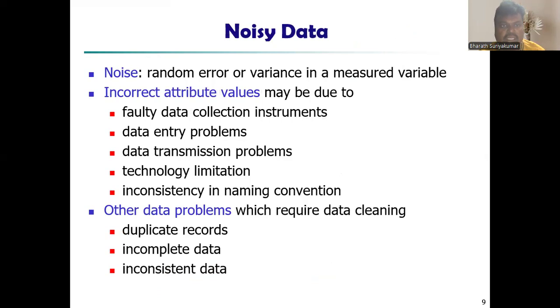Noise is random error or variance in a measured variable. Incorrect attribute values may be due to faulty data collection, data entry problems, data transmission problems, technology limitations, or inconsistency in naming convention. Other data problems which require data cleaning are duplicate records, incomplete data, and inconsistent data.